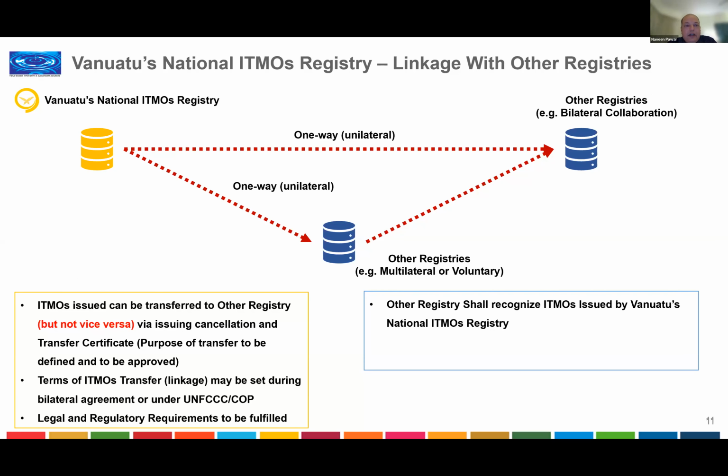Like I mentioned, the National Registry is standalone, but it has an API linkage with other registries like the Climate Cooperative Platform for Article 6.2 developed by UNDP, or any other multilateral or voluntary registry which may come up, or the existing voluntary systems like Gold Standard and Verra. So the linkages include the Trust Meta Registry, which is coming up. So linking of those.